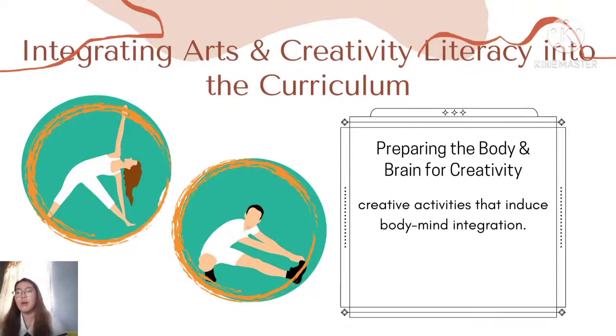And lastly, we have preparing the body and brain for creativity. We should always create activities that include body-mind integration, such as yoga, ballet, jazz, Zumba, calisthenics, and etc. Writing a poem, solving theoretical and scientific equations, and drawing or painting are all examples of art. However, art also recognizes the ability to move one's body. So it is also important to allow ourselves to move skillfully, in order for us to be more holistically developed.